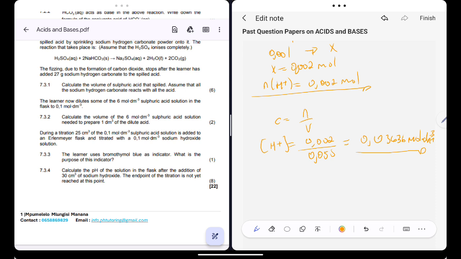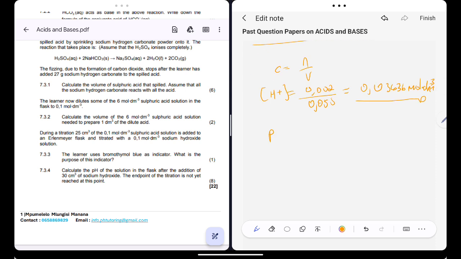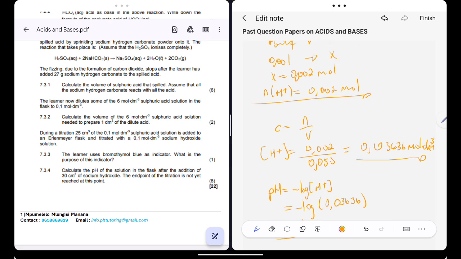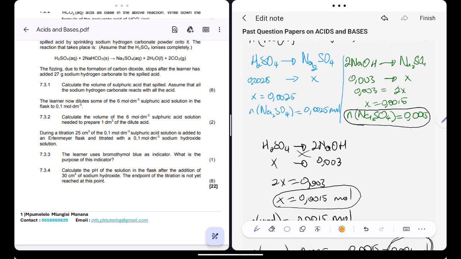So now I can simply calculate the pH of my solution. pH is simply minus the log of the hydronium ion concentration, which is minus the log of 0.03636. Whenever I punch my calculator, minus the log, I'll simply get 1.44 as my pH. So this is how, guys, this is how you're supposed to answer these questions.